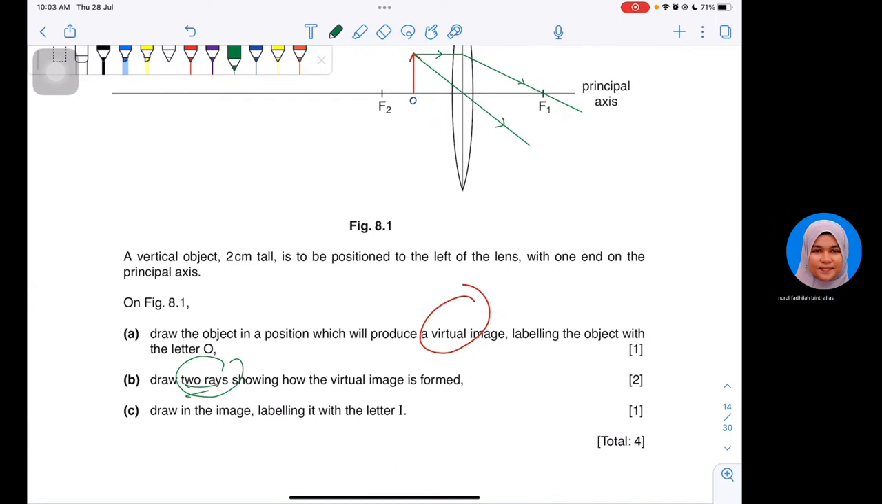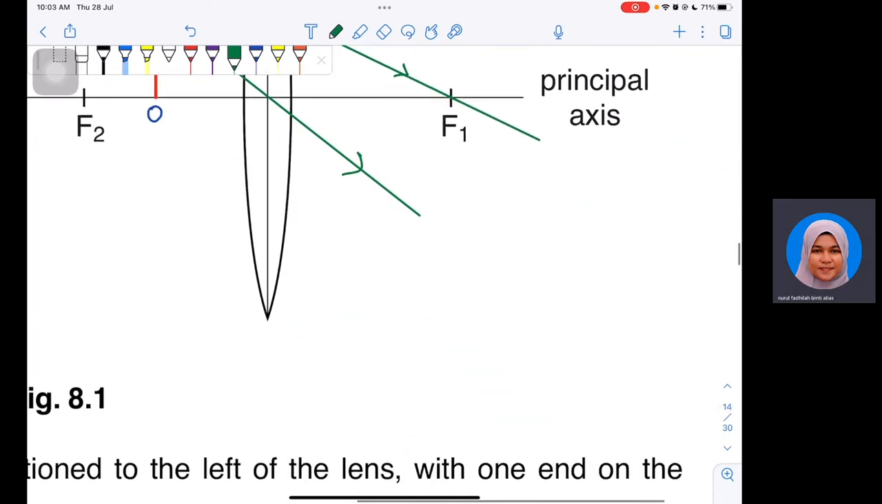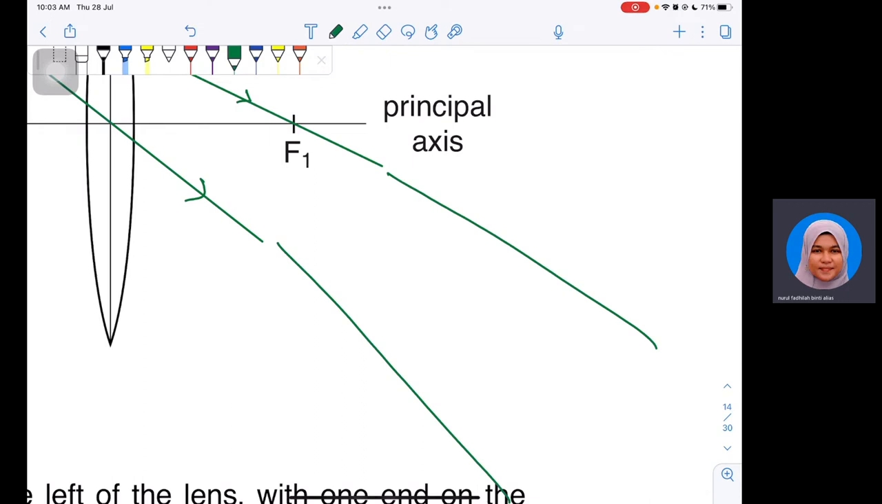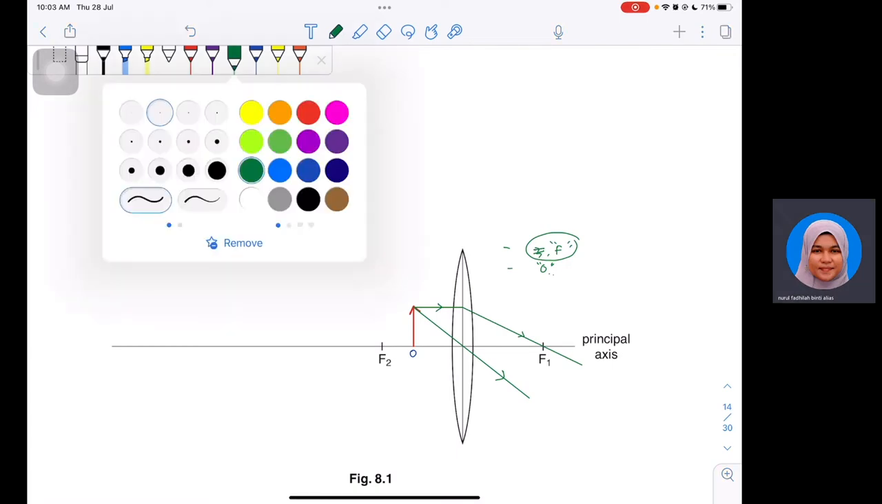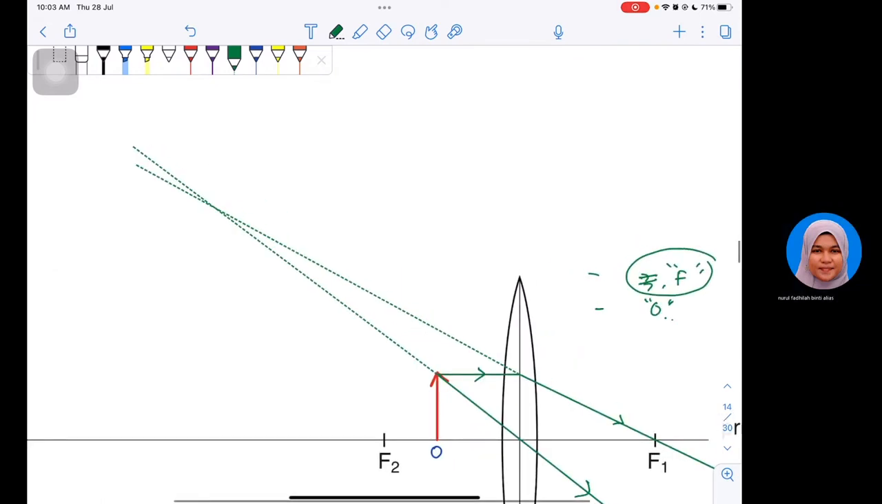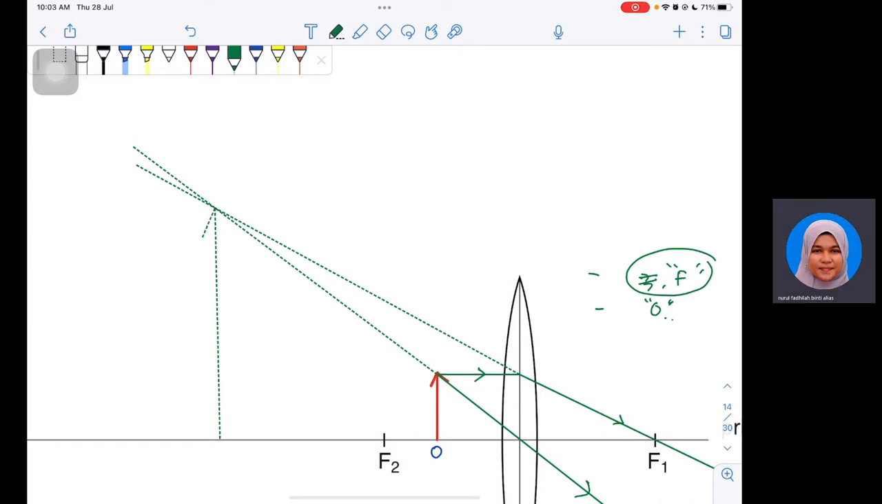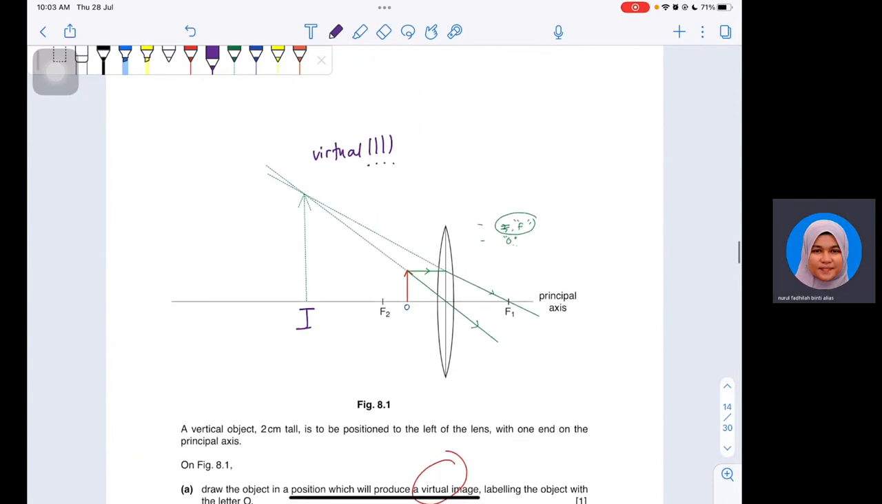Now we want to form the image, so that the image can be drawn. If you extend the rays below, they keep going away and will never intersect. So you must use a pencil and dotted line. What does a dotted line mean? A dotted line means it is virtual. A solid line means it is real. Then what else do we do? Letter I. So put I here. Correct. Okay?